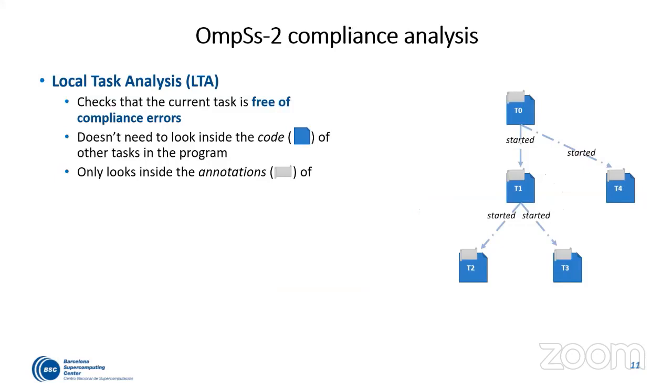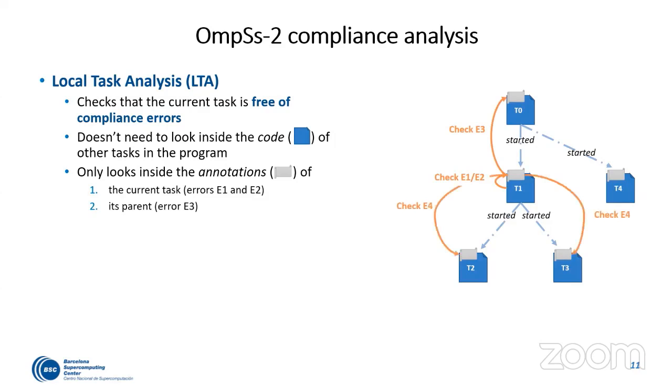Our automatic detection analysis exploits the rules of OMS2 to verify the compliance of each task by means of an analysis which we call local task analysis, or LTA. It checks that a single task is free of the compliance errors previously introduced. It is called local because, to detect compliance errors, it only needs information local or relative to that task. In particular, given a task to check, E1 and E2 can be detected by matching its accesses with its own dataset. E3 can be detected by matching its dataset with that of its parent, and E4 with that of its children.